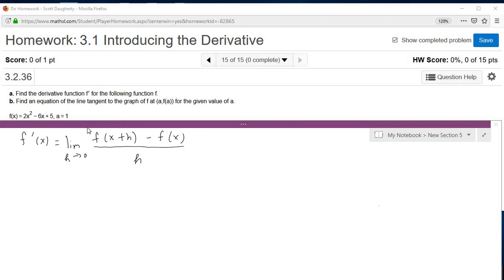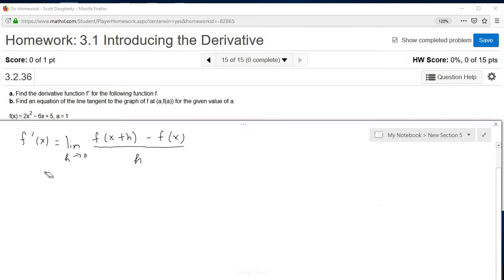We're going to find the derivative using the limit definition of the derivative, which is this formula here. I'm going to do this in pieces. So the first thing I'm going to do is find f evaluated at x plus h. What this means is you have to input x plus h into the function, and then determine what comes out when you put that in.